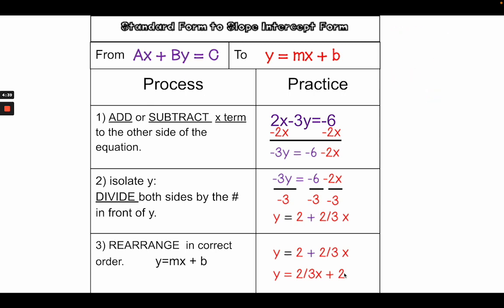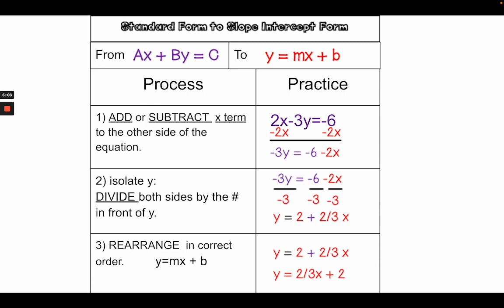And when we're looking at these equations, we do need to make sure that we've simplified. And we also want to keep our slope as a fraction, even after we simplified, so that when we graph it, it's easier to graph. Okay, so that is how we convert from standard form to slope-intercept form.